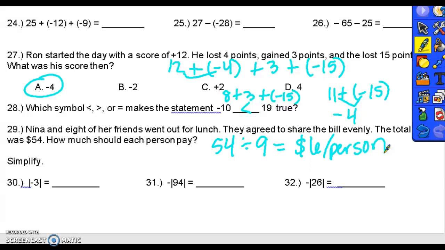The absolute value of negative 3 is 3. The absolute value of 94 is 94, and the opposite of that is negative 94. The absolute value of 26 is 26, and the opposite of that is negative 26.